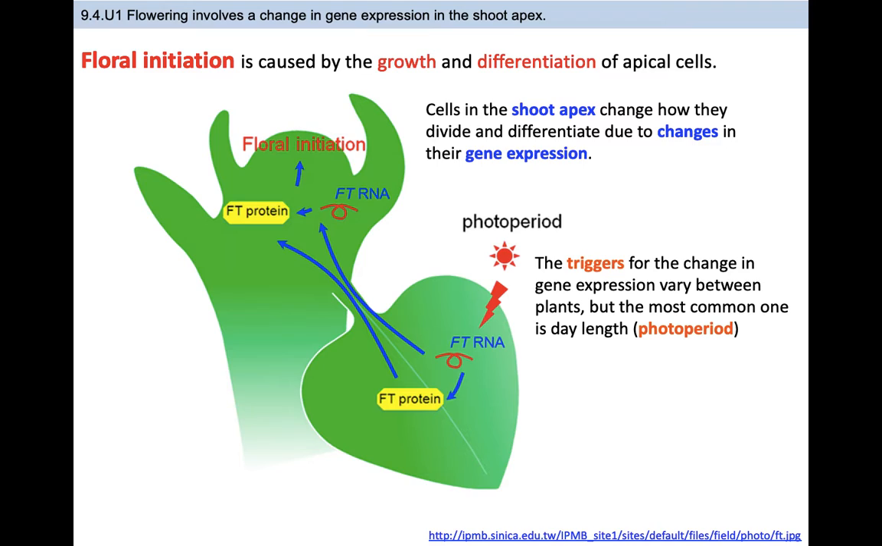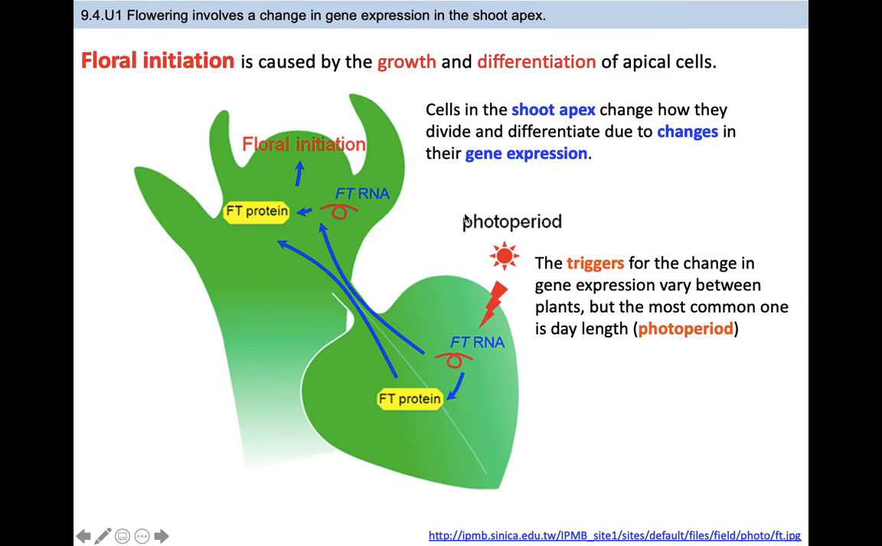All right, this next portion is all about flowering and how plants know when to bloom and flower. We're going to talk about different types of plants and what causes them to flower during certain parts of the year. But ultimately, floral initiation is caused by the growth and differentiation of the apical cells. So those apical meristems will eventually differentiate into specialized cells, and the cells in the shoot apex change how they divide and differentiate due to changes in gene expression.